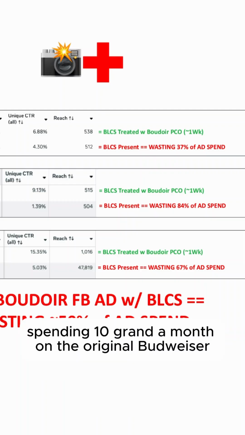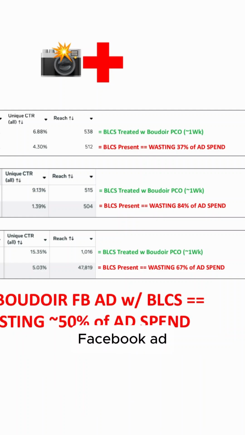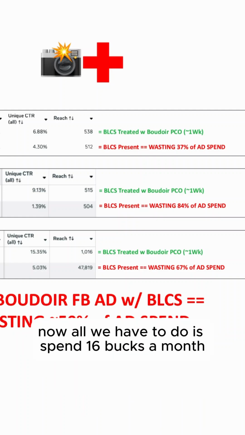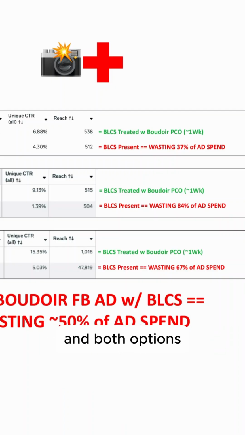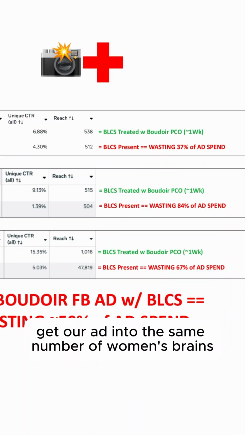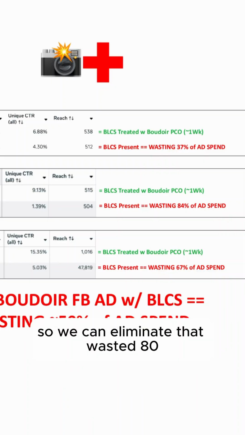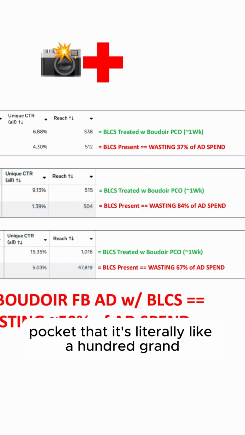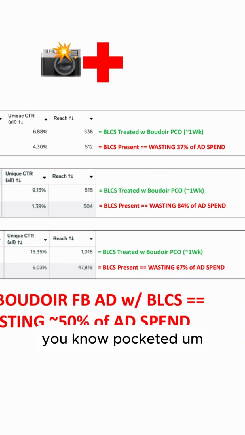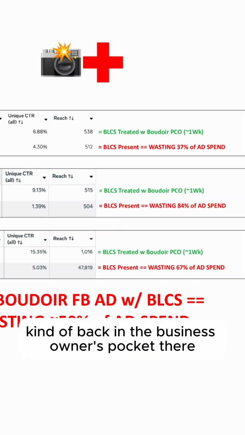So again, if they're spending 10 grand a month on the original Boudoir Facebook ad, now all we have to do is spend 1,600 bucks a month on the Boudoir Pico treated ad, and both options get our ad into the same number of women's brains. So we can eliminate that wasted $8,400 a month in ad spend, and pocket that. It's literally like 100 grand, pocketed, a bonus, back in the business owner's pocket there.